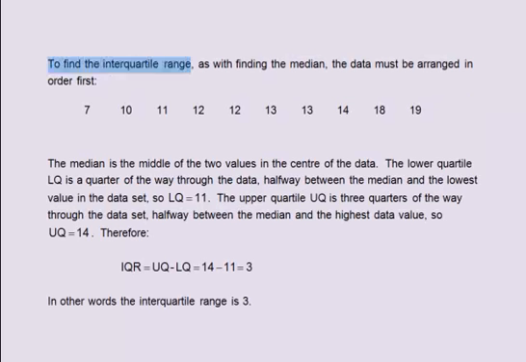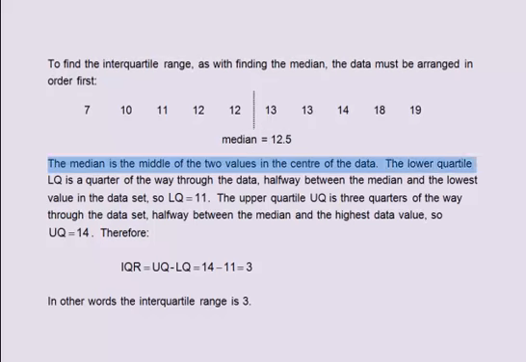To find the interquartile range, as with finding the median, the data must be arranged in order first. 7, 10, 11, 12, 12, 13, 13, 14, 18, 19. The median is the middle of the two values in the centre of the data. Median equals 12.5. The lower quartile, LQ, is a quarter of a way through the data, halfway between the median and the lowest value in the data set. So, LQ equals 11.